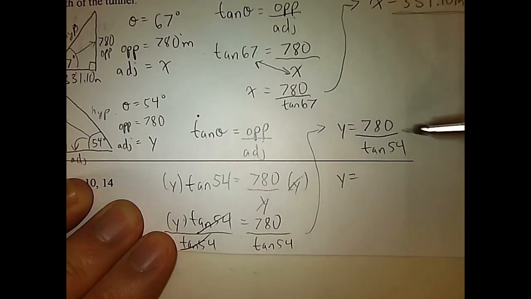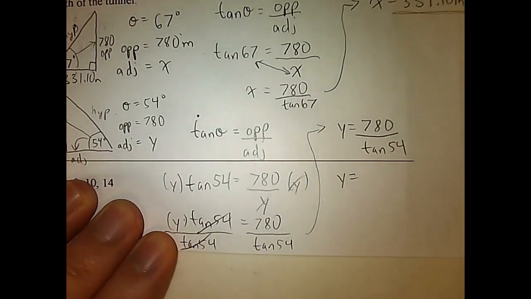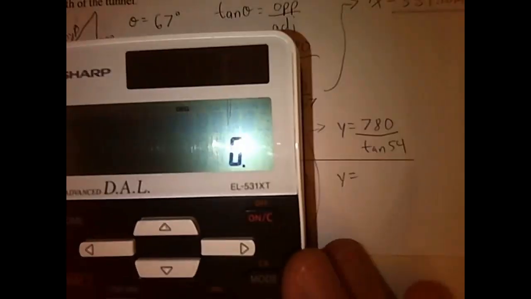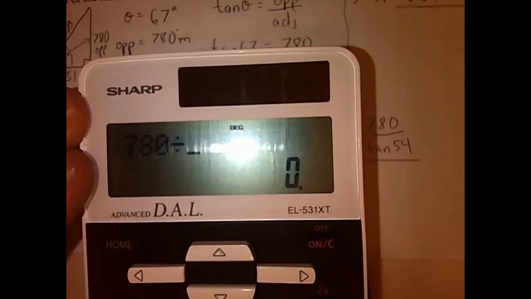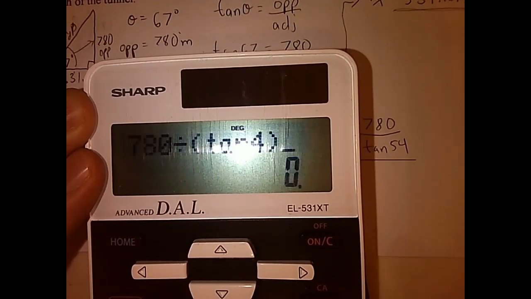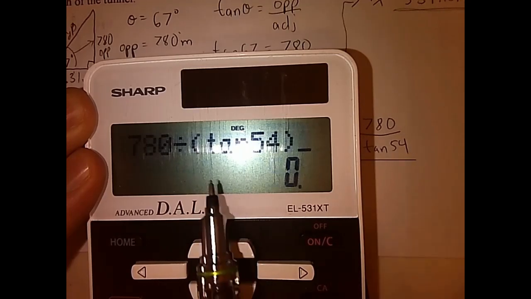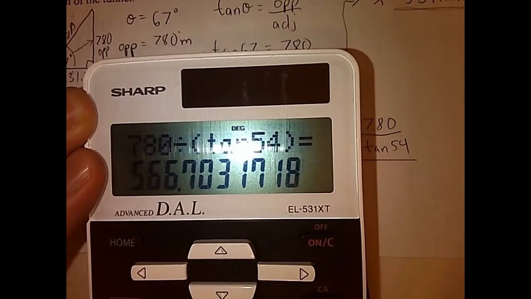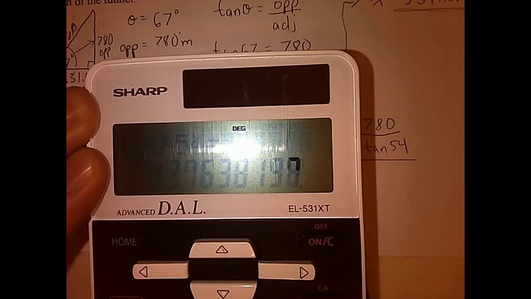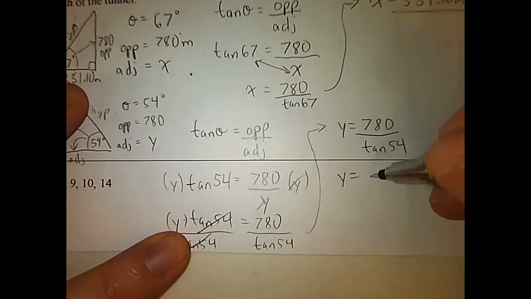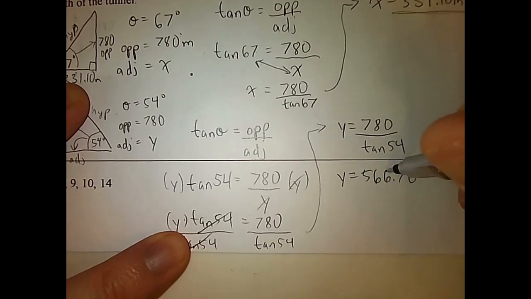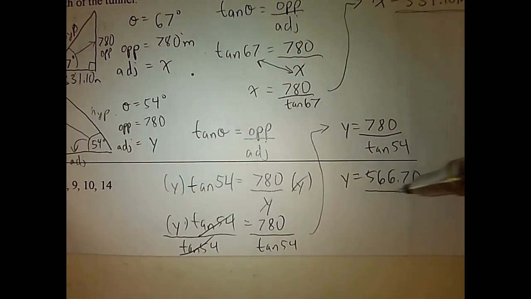So once we get this divided by tan 54, how would I do this on a calculator? Again, I'll show you. I'll do 780 divided by, bracket, tan 54, to ensure that this happens no matter what, and it doesn't change it at all. And I'll get 566.70. I could also do tan 54 is equal to that, and then 780 divided by my answer, and I get the same thing. So 566.70. So we have this length now.